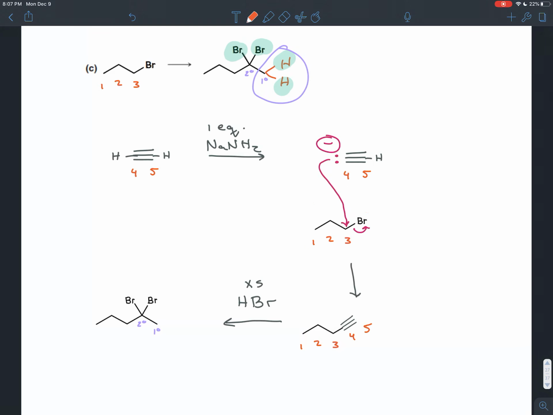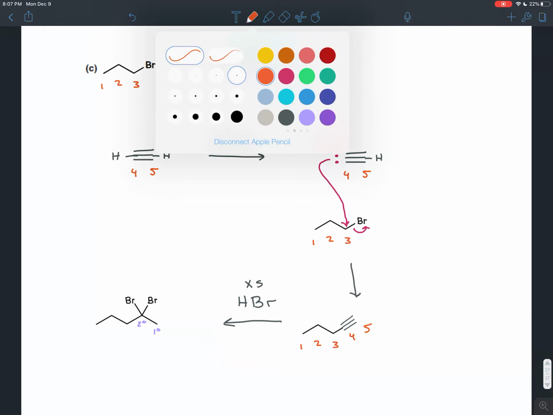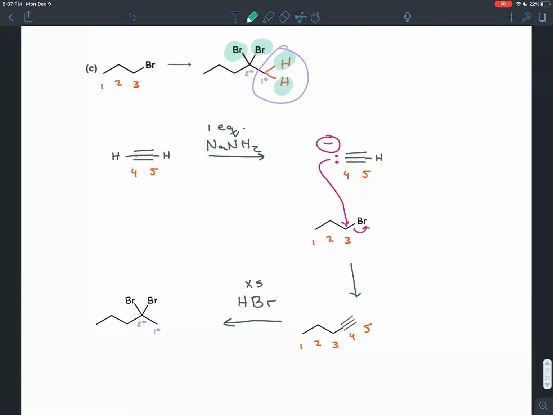Then we added our alkyl halide. They did an SN2 reaction and attached. Now we had our 5-carbon chain. We compared that with our product and noticed that in the product, 2 HBrs were added. So we added excess HBr. We noticed that they were added Markovnikov, so we did not add peroxides. And the overall synthesis is first to take ethyne, also called acetylene, and combine it with 1 equivalent of sodium amide, NaNH2.